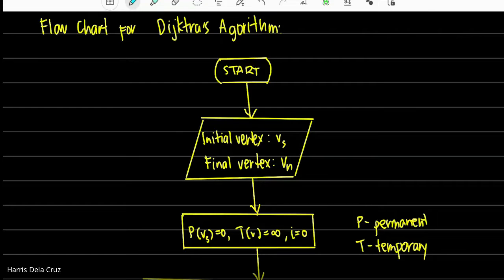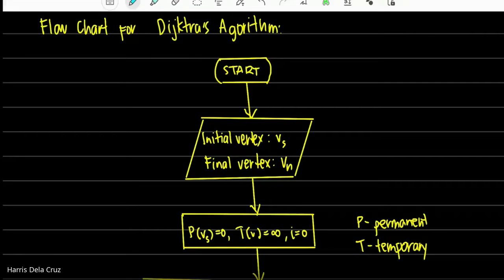Okay, so, for the first iteration, maglalagay na ng value na P of V sub S. So, here P means permanent label. So, lagi ang initial permanent label, of course, 0, kasi doon pa lang mag-start. And then, for the rest of the label, lalagyan mo siya ng temporary label na infinity. So, kanina, hindi ko na nilagay na infinity.